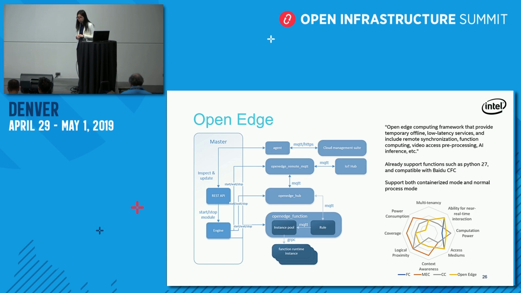For the features here, it can reside on small devices or near-end devices like gateways or routers, and has more access medium since it has the MQTT protocols here. And for the logical proximity, there could be multiple hubs between the end device and the cloud. So here I also refer to it as a kind of typical fog computing implementation.